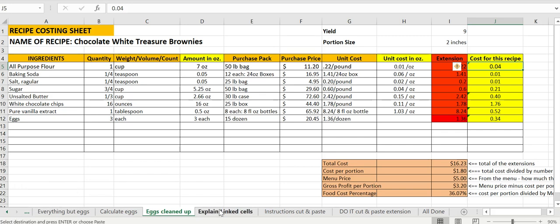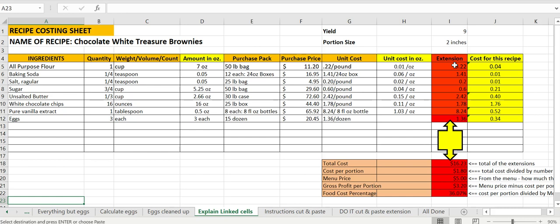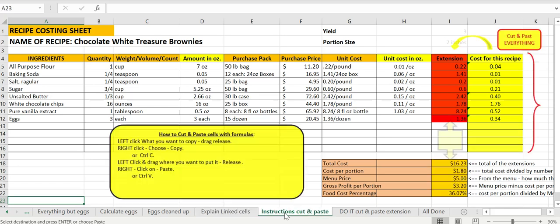All right, let's talk about how the cells are linked now. The cells here in the extension in this worksheet are set up so that when we change numbers here, they will automatically change down here. This is already set up to calculate it for you. So we need to move these numbers into this column. How do we do that? We're going to cut and paste.